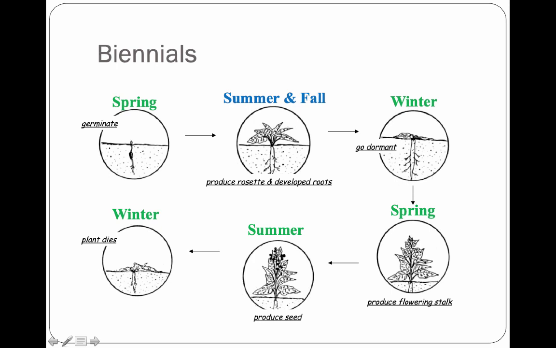And then the second spring, we're going to see the plant produce a flowering stalk. That flower is going to produce seed. And then in the second winter, that seed is going to be released into the soil or seed out, and the plant is going to die.